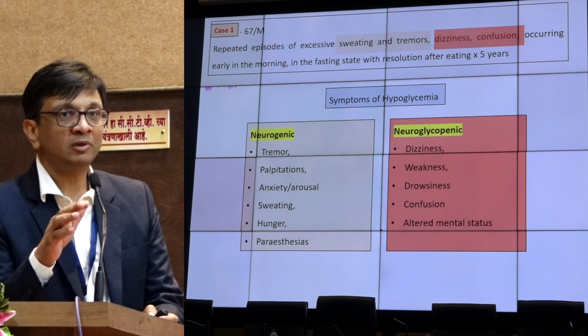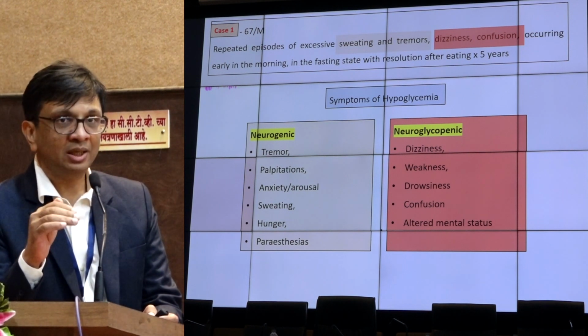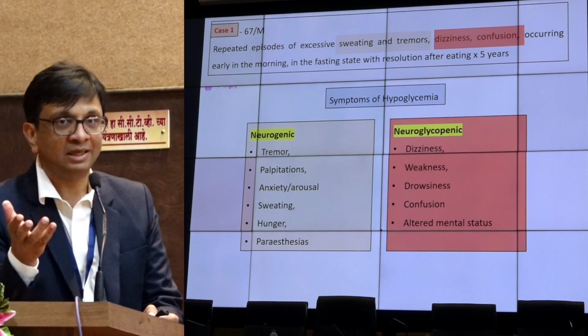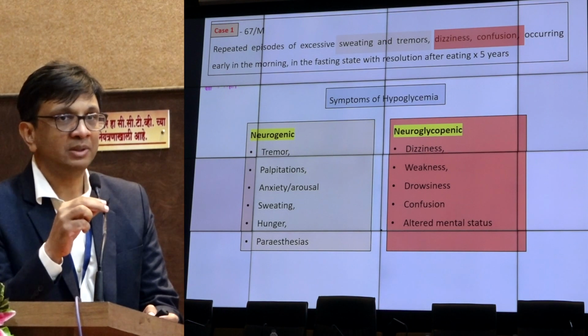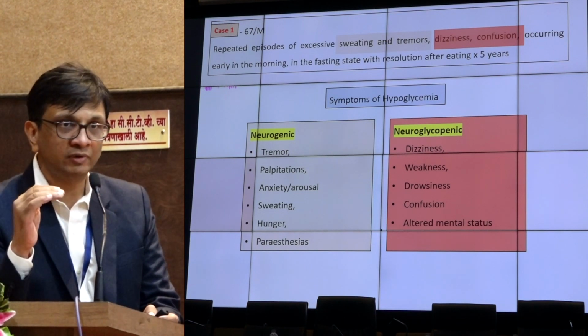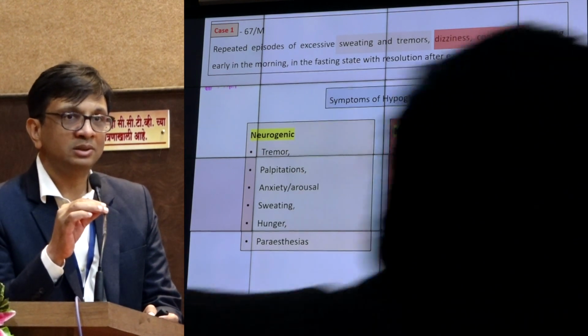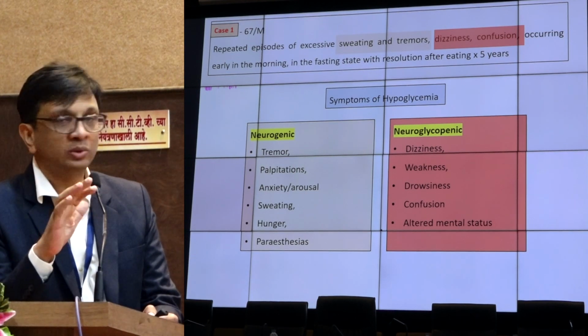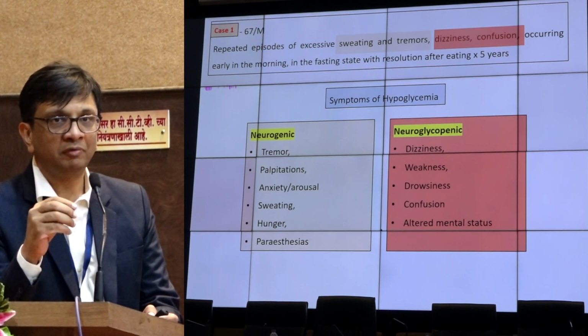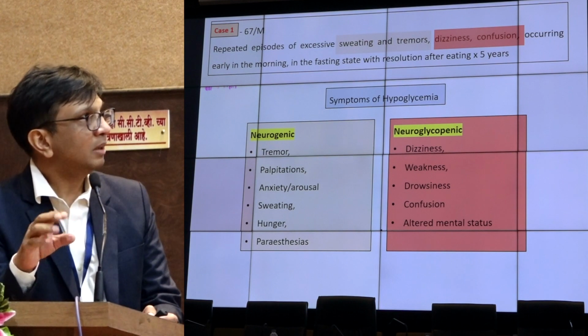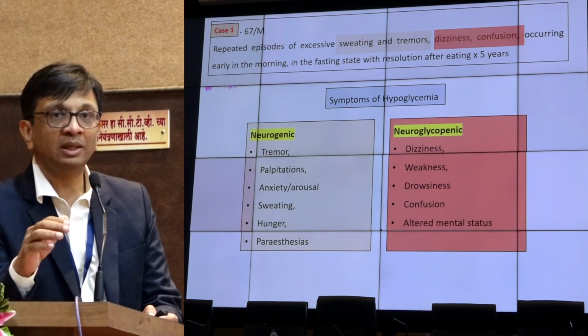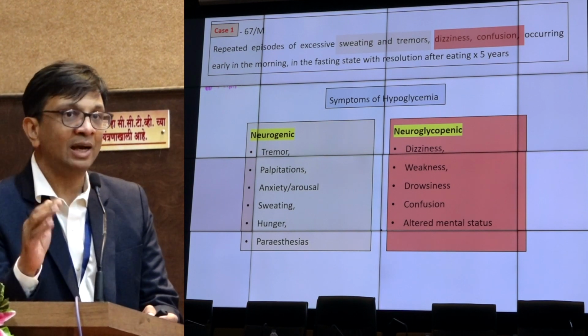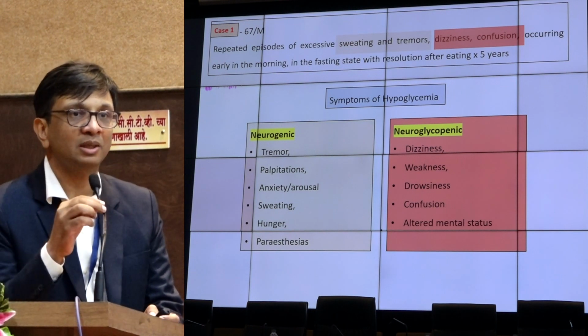So symptoms of hypoglycemia can be neurogenic, which is like active sympathetic activation which happens, or neuroglycopenic because of low glucose to the system, the cerebral system. So these symptoms we all are aware of in hypoglycemia. But this patient is not a diabetic, he's not on any medications. Why should this person go into hypoglycemia?